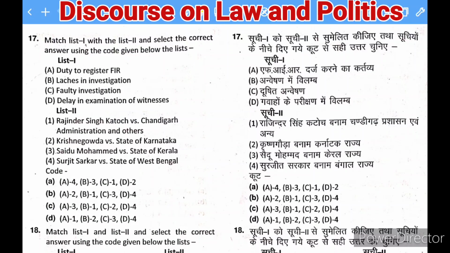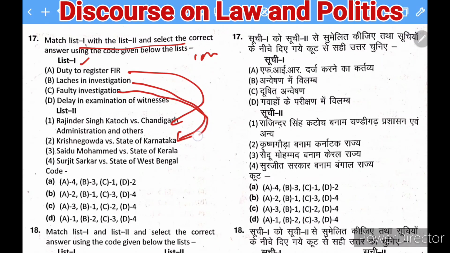The next question is again about matching the list. List 1 has the provisions and list 2 has the case laws. So we have to see which is matching here. Let's start one by one. Duty to register a FIR was discussed in the case of Rajinder Singh Katoj versus Chandigarh. Laches in investigation is in Krishnan Govada versus State of Karnataka. Faulty investigation is in Saju Mohammed versus State of Kerala. And delay in examination of witnesses is in Surjit Sarkar versus State of West Bengal.